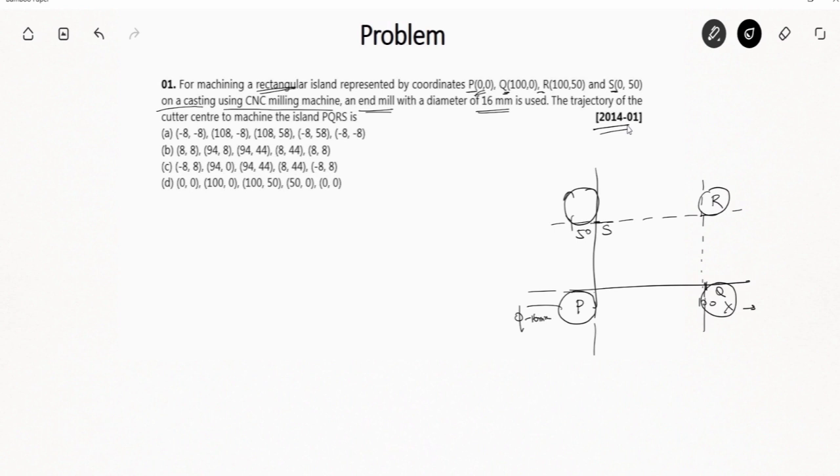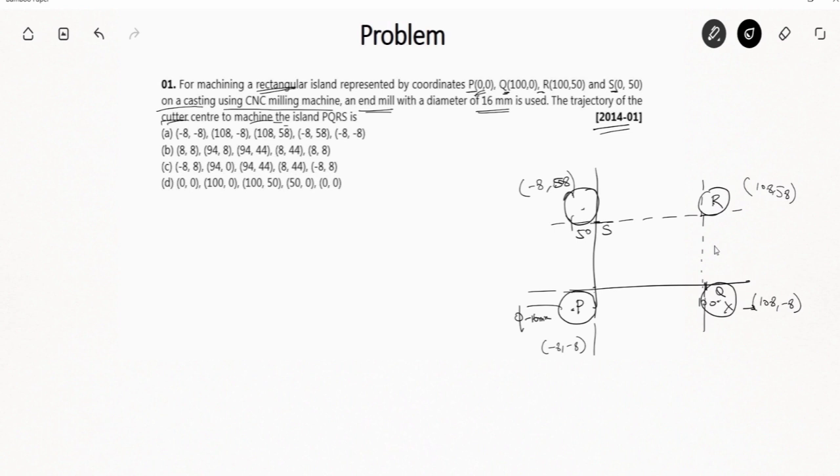The trajectory of the cutter center to machine the island. So what they are asking is the position of the cutter center to machine the island PQRS. So see, this is origin 0 0. So what will this coordinate be? It would be -8 comma -8. So what would Q be? Q would be 108 comma -8. R would be 108 comma 58, and similarly S would be -8 comma 58, because this is 58, so 58.